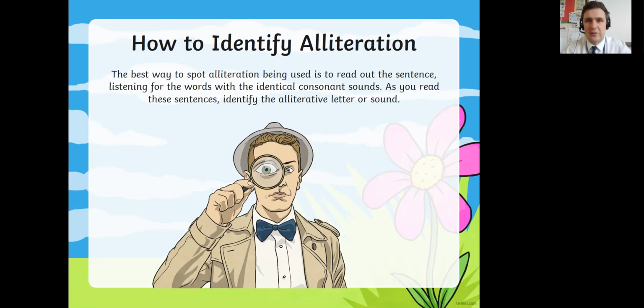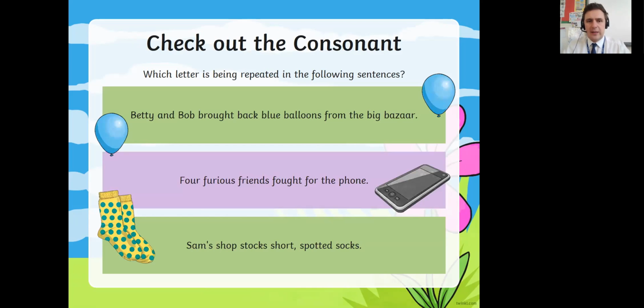So if you're a Harry Potter fan or if you've got some Harry Potter books at home, perhaps you could go away and look for some alliteration. And like I said there, the best way to spot alliteration being used is to read out the sentence and listen for the same sound being used. As you read them, it will either be the same letters or, like I said, the same sound, because sometimes sounds have a similar sound. So an f sound could be an F or it could be a PH or a TH. So it doesn't necessarily have to be the same letter. That's worth thinking about.